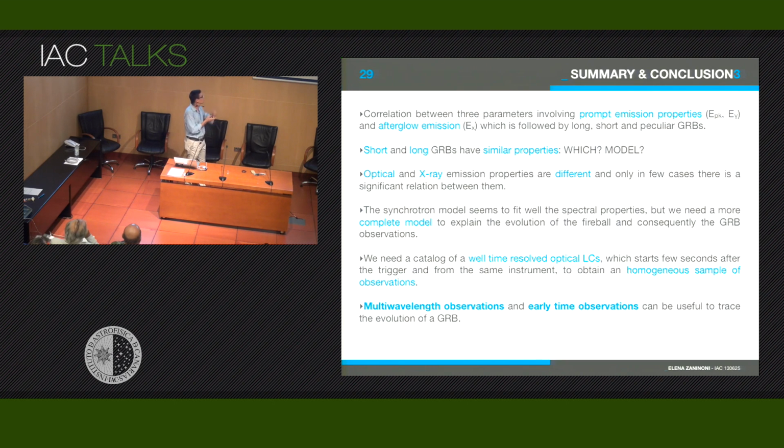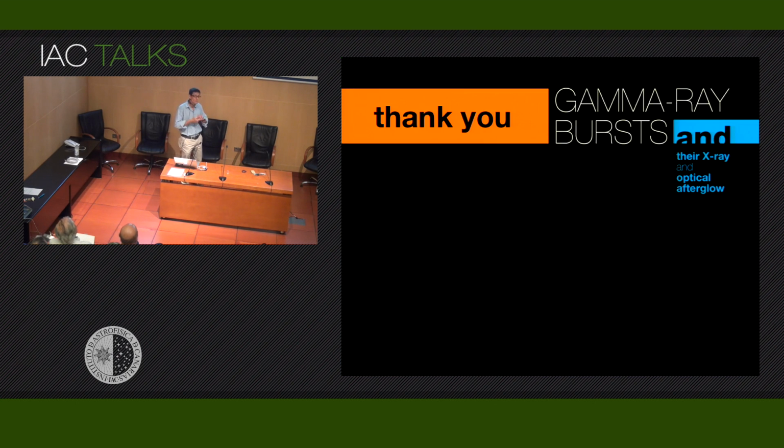And so I think that we need a catalog with optical curves to study in more detail the characteristics of these objects, and in particular we need data at a very early time after the trigger. So we need multi-wavelength observations, which are useful, as I showed before in the study of the SED, and also early time observations, to trace the evolution in particular of a GRB. Okay, thank you.